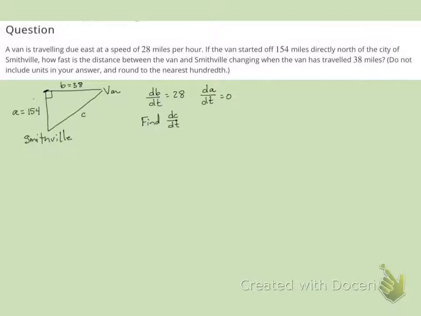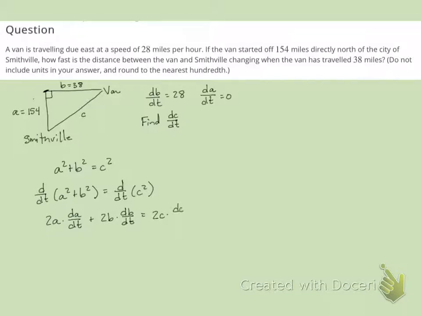So we're going to use the Pythagorean Theorem. We have a squared plus b squared equal to c squared. And we're going to take the derivative with respect to time of both sides. When we do that, we're going to have to apply the chain rule. So the derivative of a squared with respect to time is going to be 2a times dA/dt. And similarly, we'll have 2b times dB/dt, and that's going to equal 2c times dC/dt.